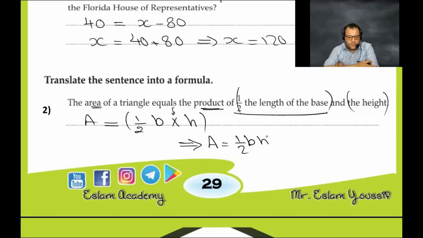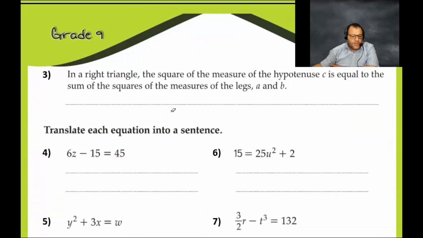Explain it one more time, please. Can you read this one? I translate each one. Area, I say the area is A. Equal. The product means multiplication. Half the length of the base: half, base, which is B, times the height. That's all. Just read the question and translate. Translate each one, then collect all of them together to simplify. The next one.